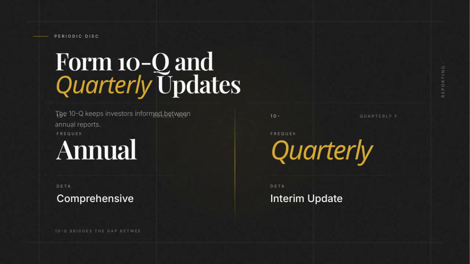When we talk about periodic disclosure, it's all about how companies keep investors updated on their financial status regularly. The two main types of reports here are the 10-K and the 10-Q. The 10-K is the annual report, which provides a comprehensive overview of the company's financial situation for the entire year. It's detailed and gives investors a full picture.